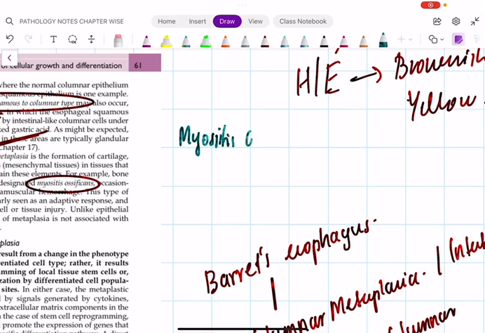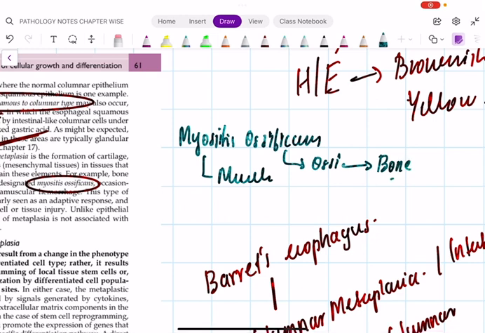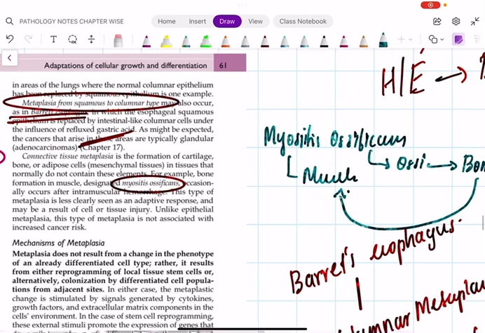Myositis Ossificans. Myo means muscle. Muscle undergoes ossification to form bone. That means bone formation within muscle. This is called Myositis Ossificans. It is an example of connective tissue metaplasia.